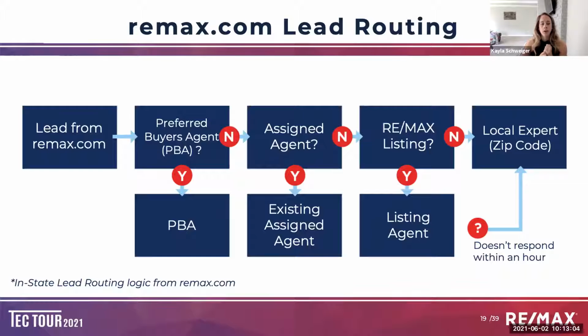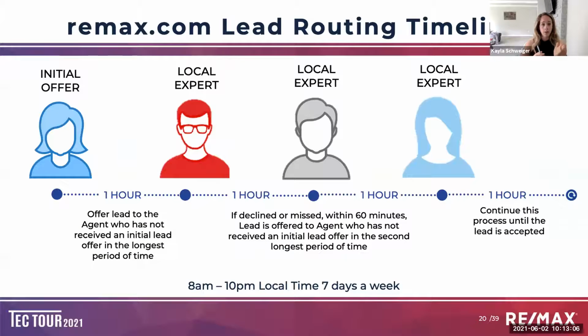So let's look at an example of a Remax lead routing timeline. When the lead first gets routed to that local expert, that is called an initial offer. Again, you have one hour to respond, but you don't know that it's an initial offer. We don't just say this is an initial offer. That's why I'm saying the rule of thumb is to respond as quickly as possible, right? So the initial offer goes through, you have an hour to respond. If you do not respond within that hour, or if you decline the lead, then it's going to get routed to the next local expert.